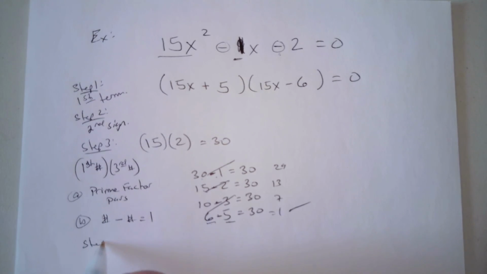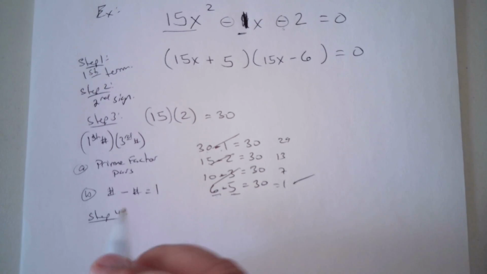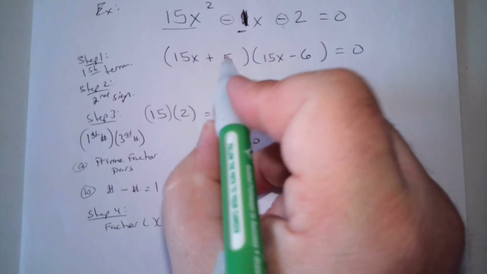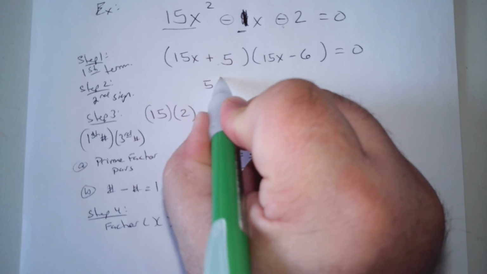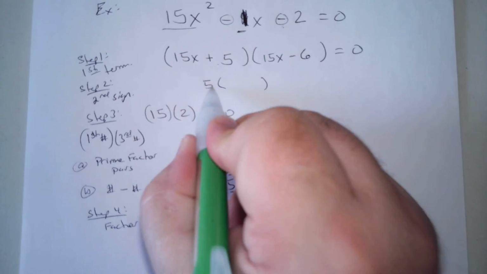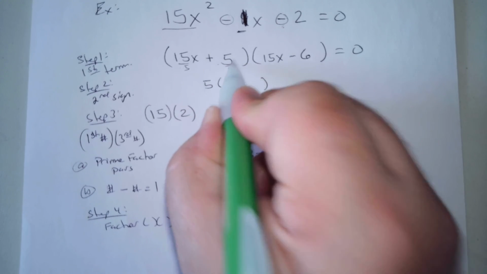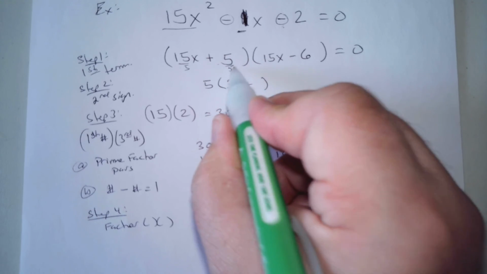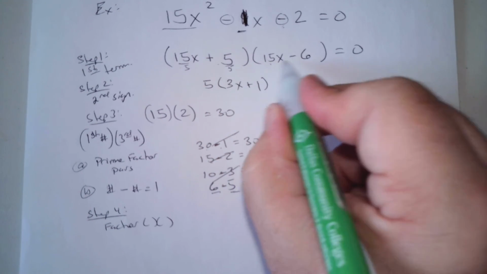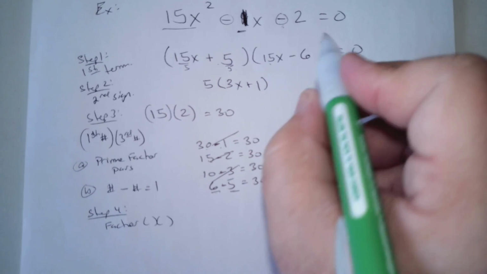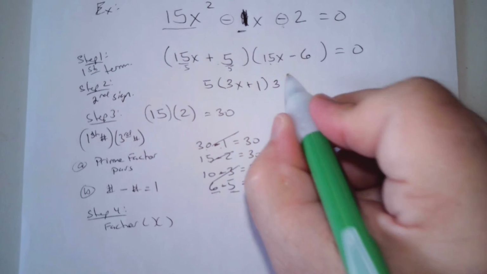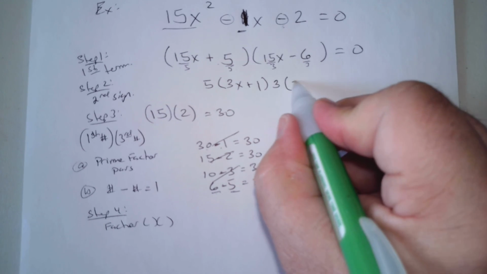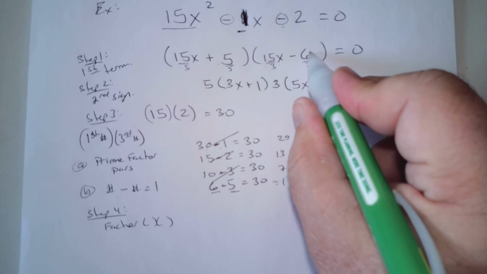Step 4. Factor both parentheses. They both have a 5. Remember, to determine what goes inside here, I divide both of these by 5. So 15 divided by 5 is 3x. 5 divided by 5 is 1. 15 and 6 both have a 3 in common. So I divide both of these by 3. 15 divided by 3 is 5. 6 divided by 3 is 2.